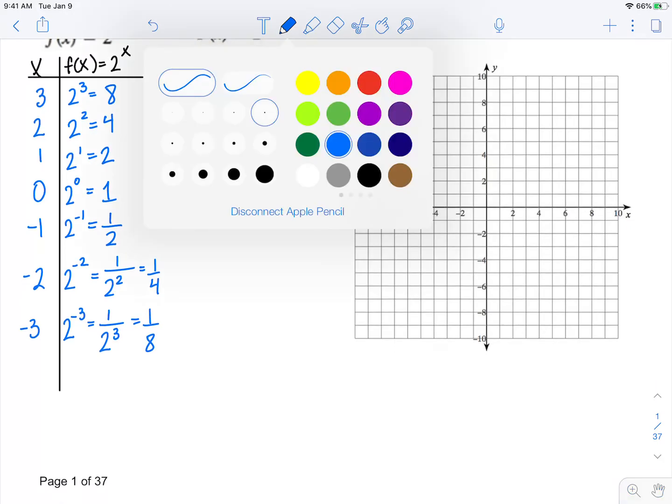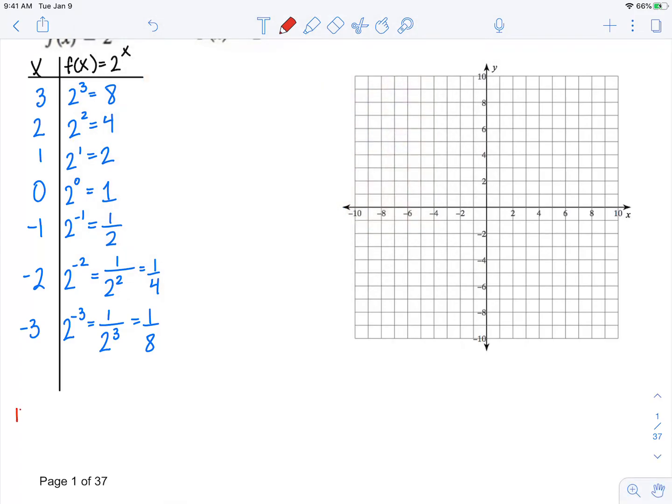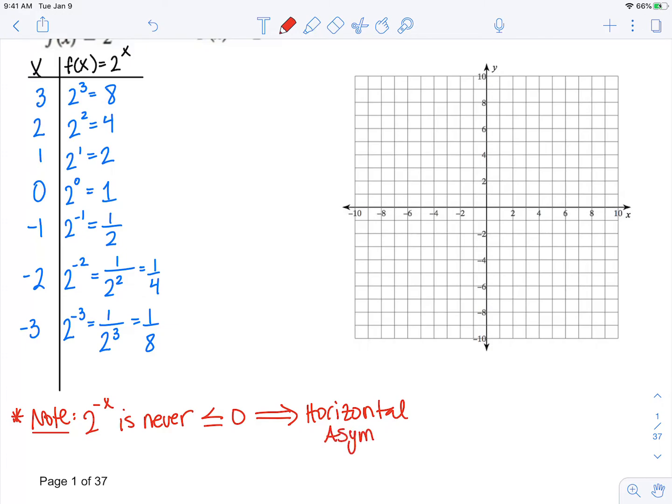So what you'll notice as you're plugging in negative numbers, 2 to the negative power of anything is never going to be less than or equal to 0. What this implies to us is now we have a horizontal asymptote at y equals 0, because our graph will never equal 0 or go below it to a negative.